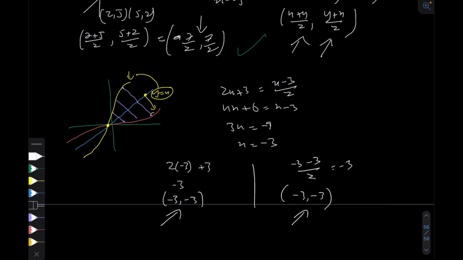So these two lines intersect at the line y equals x when x is negative 3, right? And this is it for now.